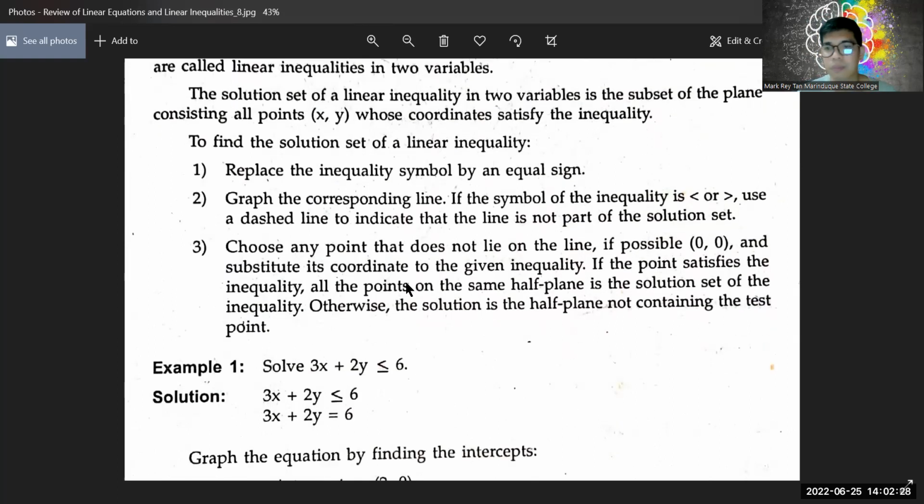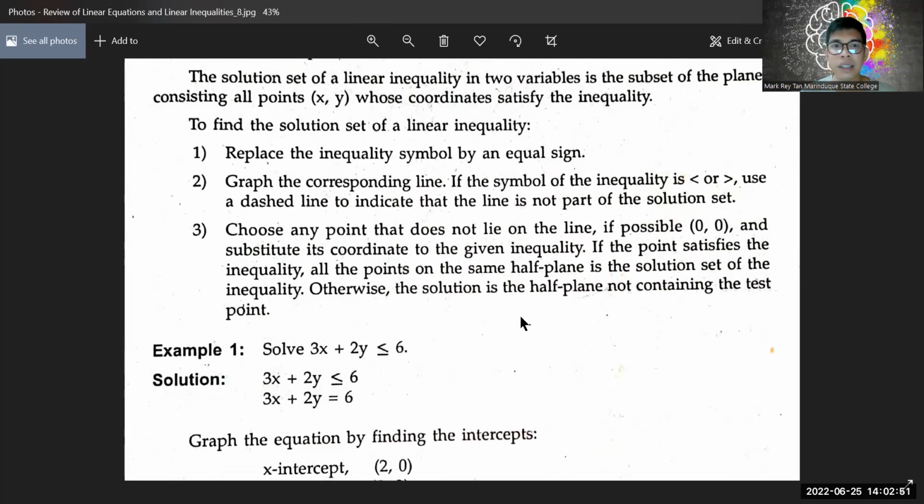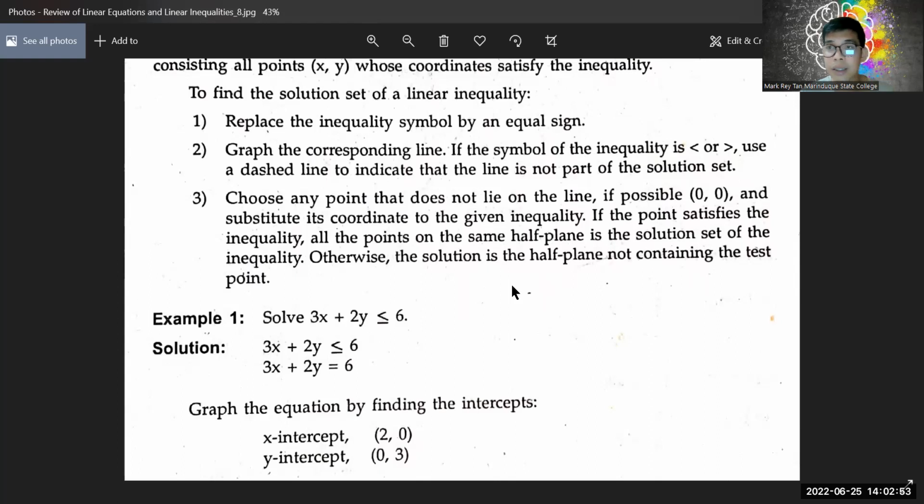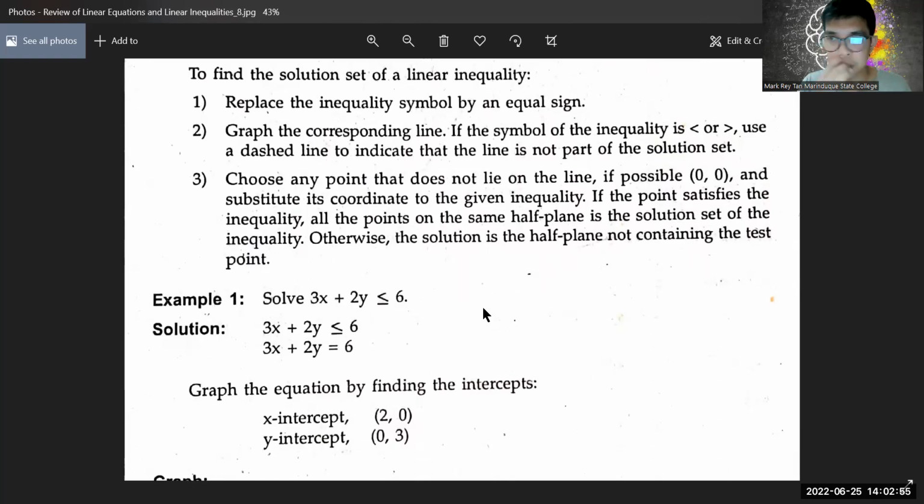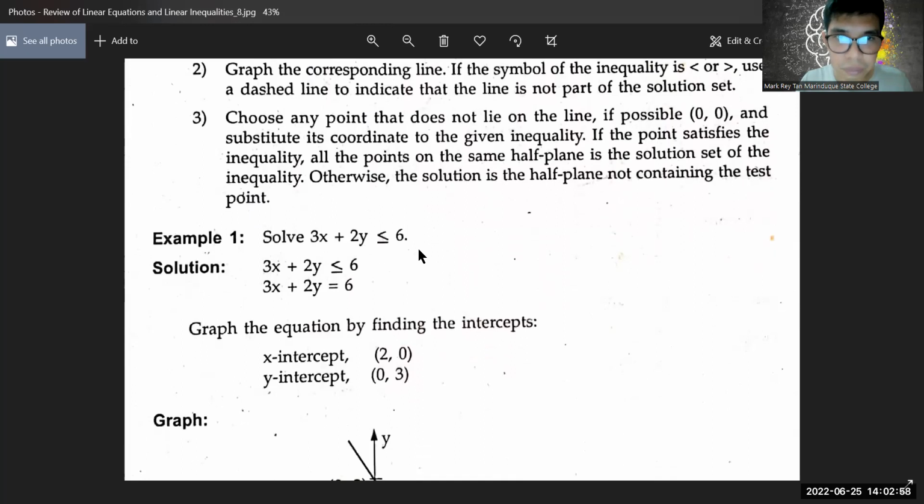Then last, choose any point that does not lie on the line. If possible, 0 and 0, and substitute its coordinates to the given inequality. If the point satisfies the inequality, all the points on the same half plane is the solution set of the inequality. Otherwise, the solution is the half plane not containing the test point. It would all make sense a little later with the example and the solution. Okay, so we do example number 1.